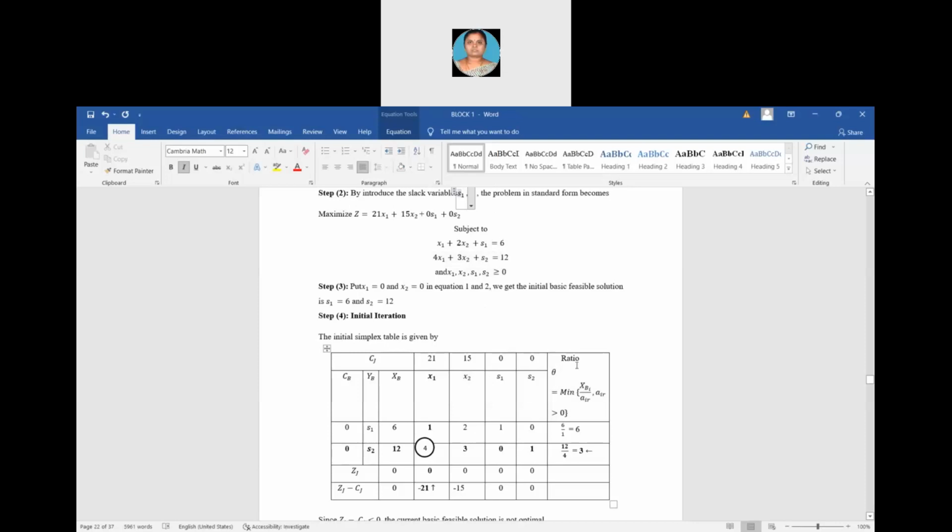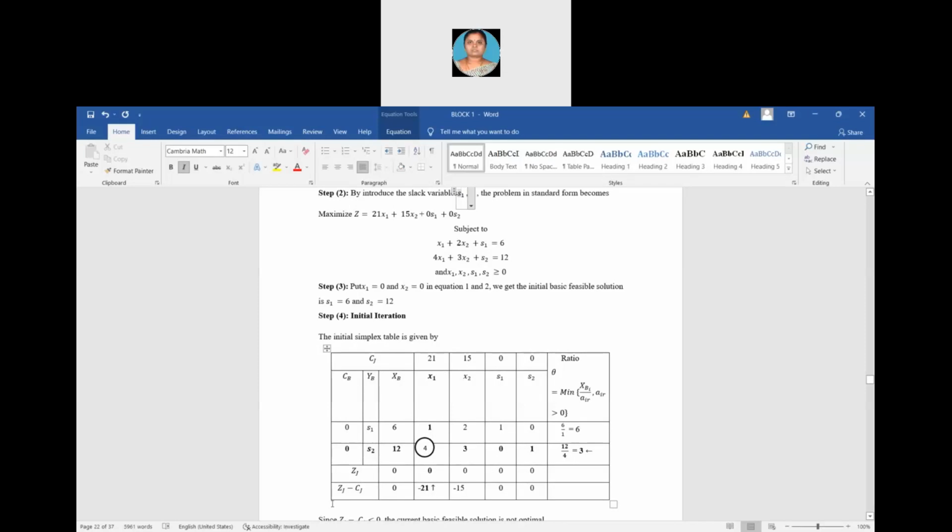And you have to find your ratio value. Before finding the ratio value, you have to take your Zj value. Initially all the Zj values are 0, because if you multiply 0 into 1 plus 0 into 2, you will get 0. Since the CB value is 0, multiplying 0 with these elements and adding will definitely give 0. That is 0 into 1 plus 0 into 4 is 0. 0 into 2 plus 0 into 3 equals 0. 0 into 1 plus 0 into 0 is 0. Similarly, 0 into 0 plus 0 into 1 is 0. So all of Zj is equal to 0.